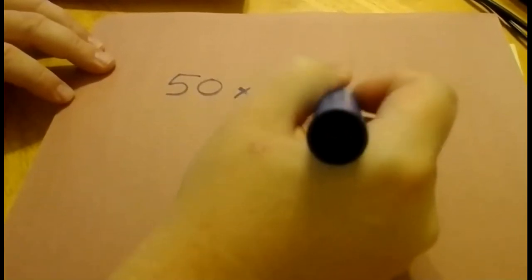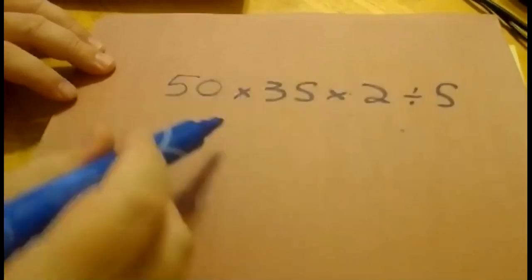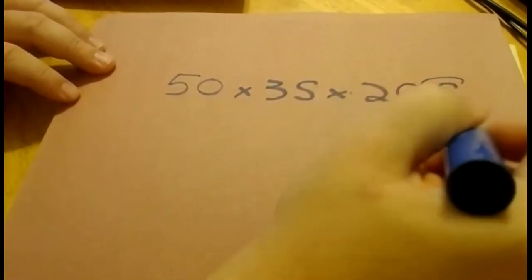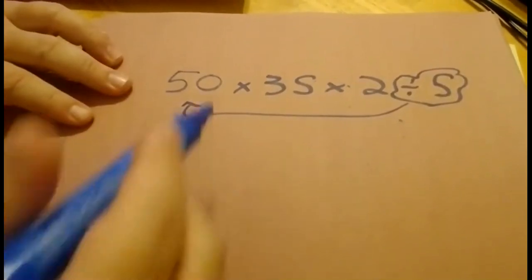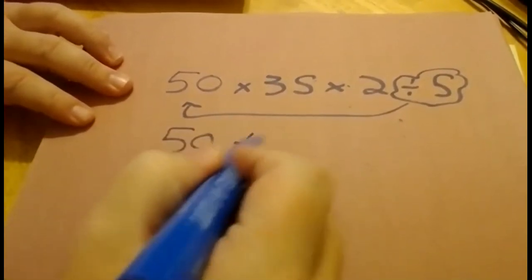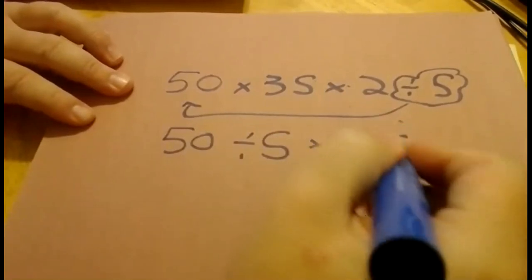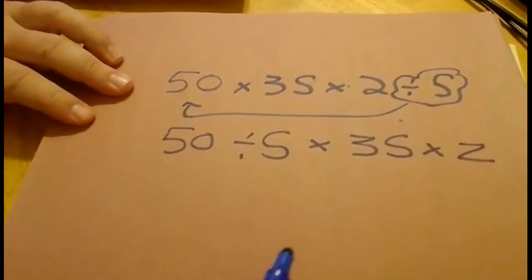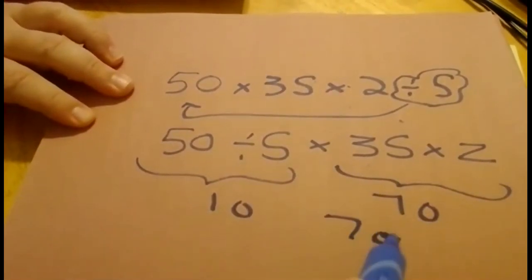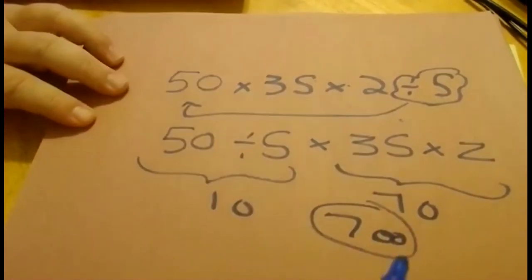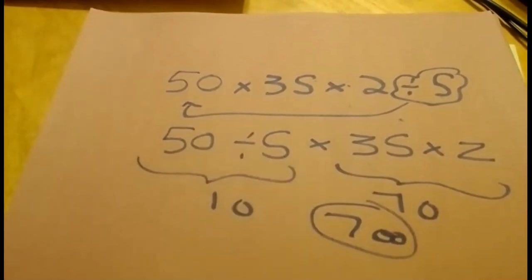With 50 times 35 times 2 divided by 5, what if we drag this over here? Because guess what? Some of your students will. It would look like this: 50 divided by 5 times 35 times 2. This is 10. This is 70, and guess what you get? Another great example of mental math. So what we're trying to say is this can be done in many ways. Each of these has many different ways to do.